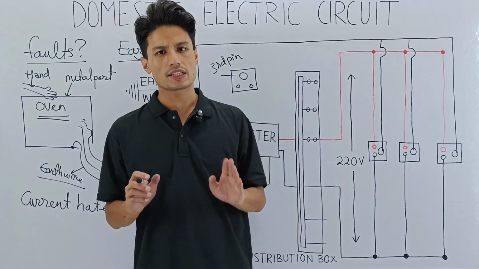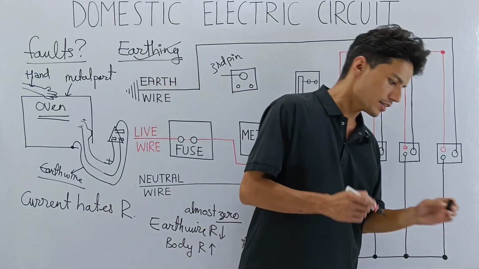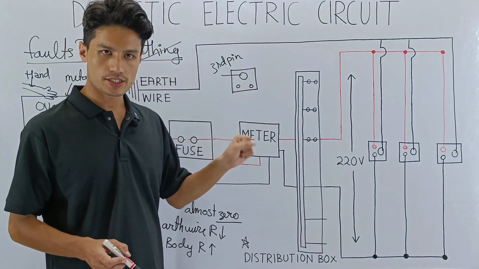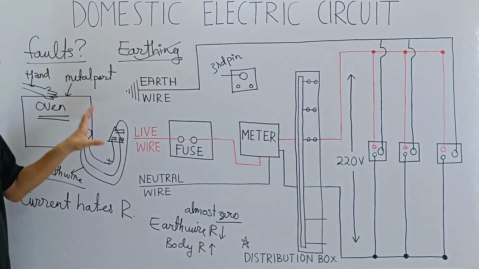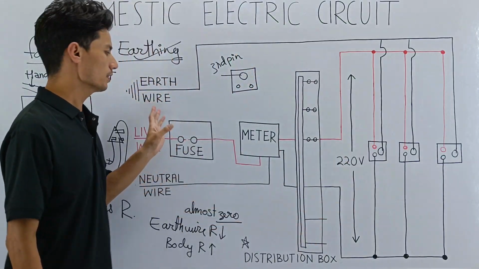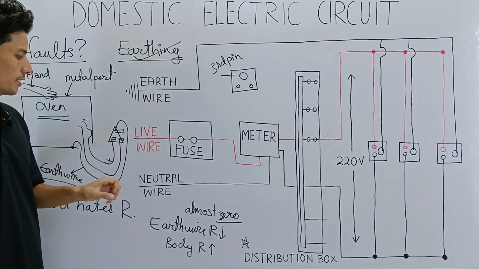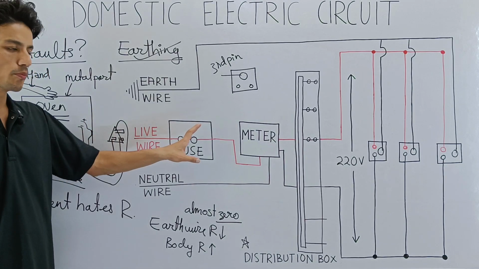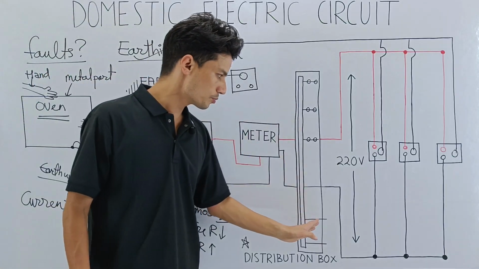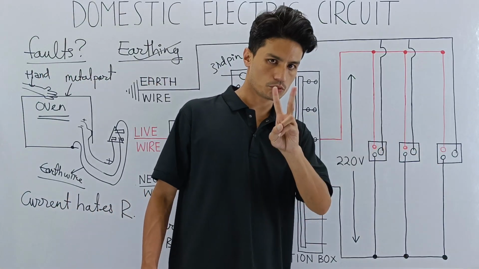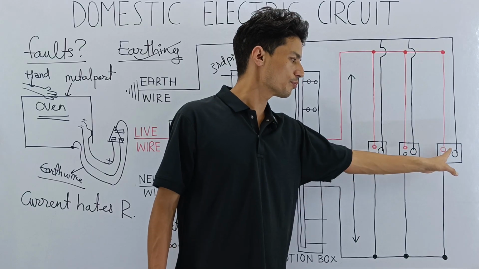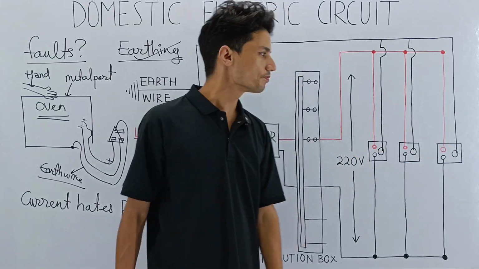So what have we learned in this video? We have learned about the domestic electric circuit. We have learned from where the electrical connection is brought into our home. It's brought from the wires called the mains, and then we have studied the different components: the fuse, the meter, the distribution box, and then the two types of switches, the 5 ampere for lighting, and the power circuit, which is the 15 ampere.